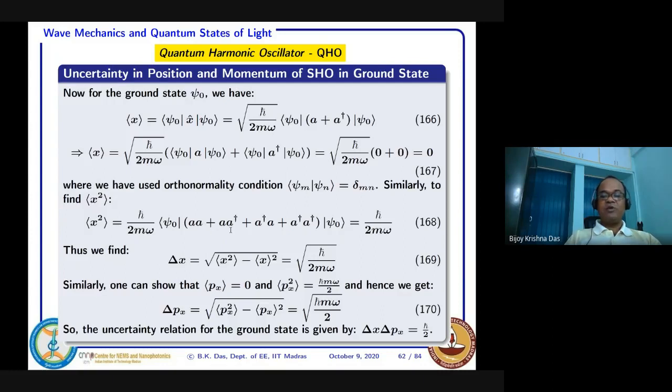For the second term, first you have to operate with this a dagger, right? A dagger with a ket. So what do you get? If you operate on ket psi naught, you get psi 1. And then if you operate with a again, what do you get? Again psi naught. First you are raising and then lowering, so that means psi naught. And then you are taking the inner product with psi naught, which means you get 1. So this term is giving 1.